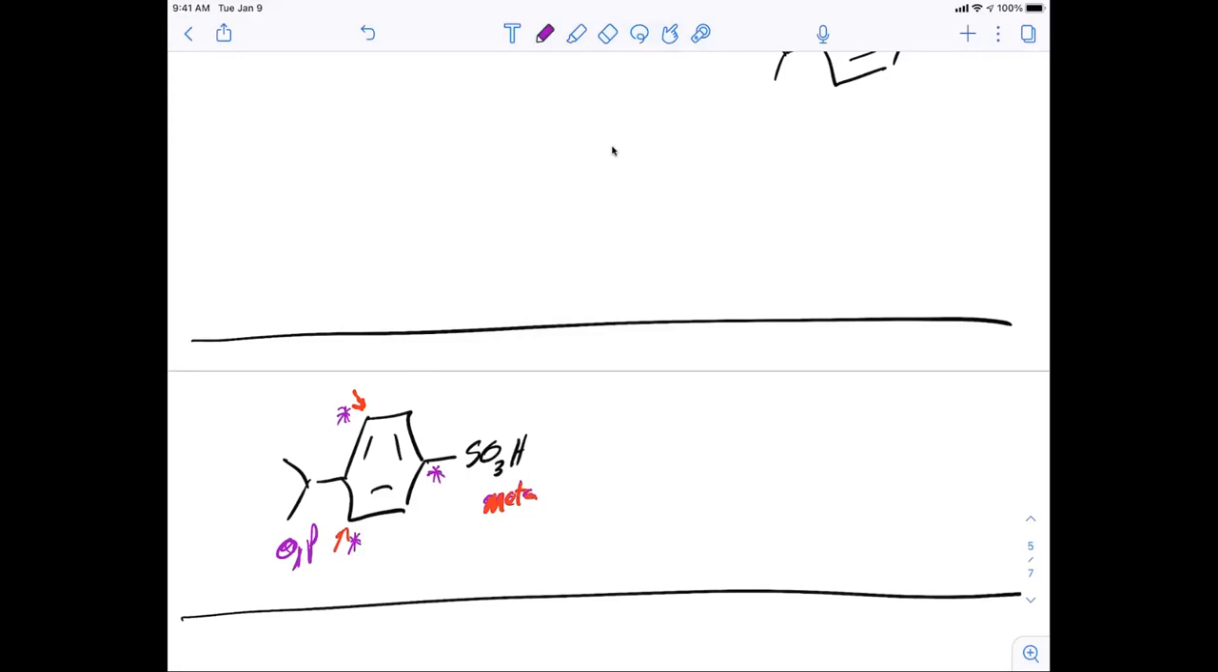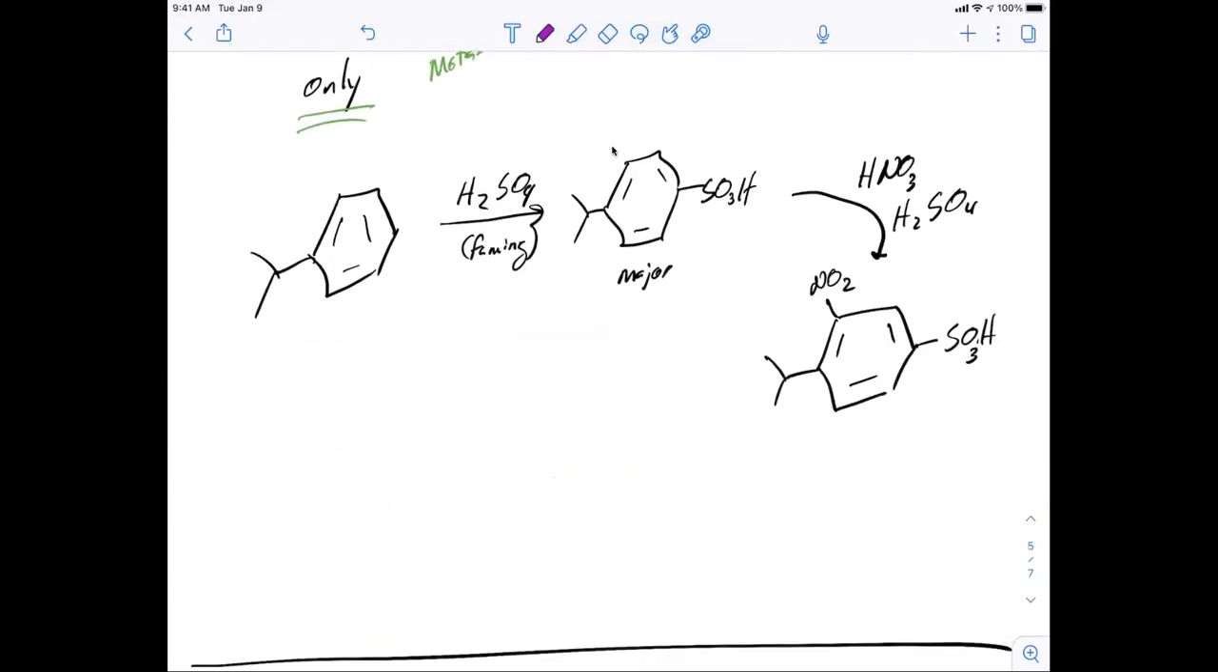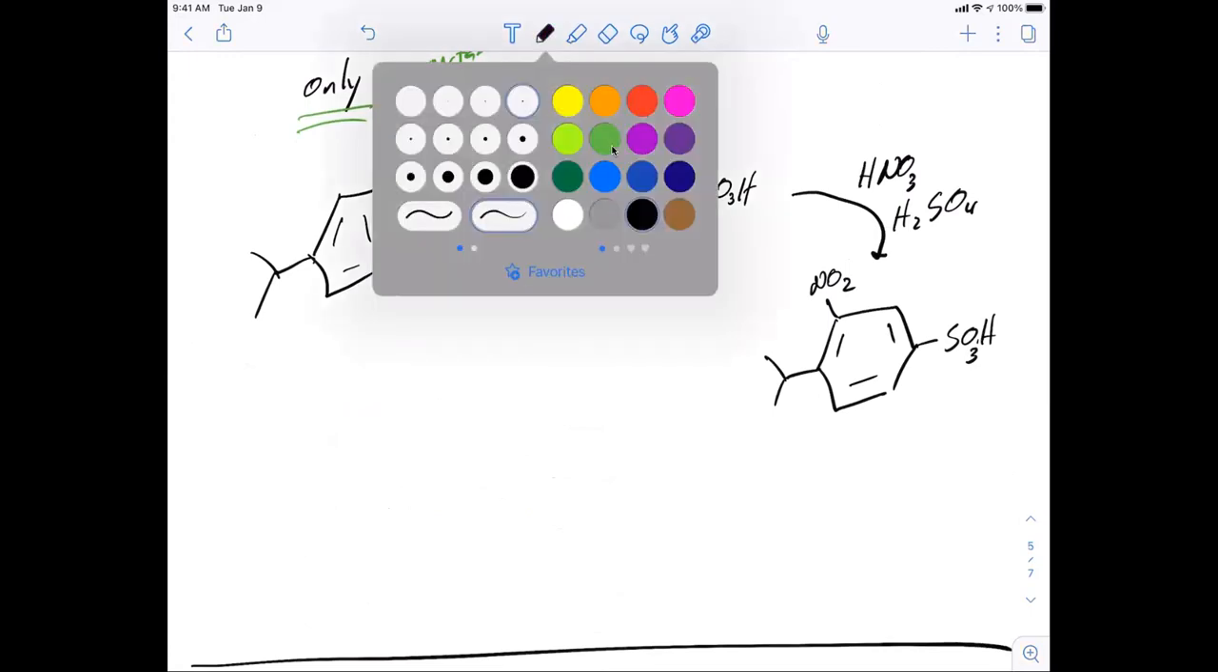And what do we see between these two? We see synergy, right? They're both pointing to the same group, right? So I'm not going to have to worry about competition. Everything is directing to the same point, okay? So we go back up here. We get that nitro group. It only goes to one position because we got the symmetry between the two groups.